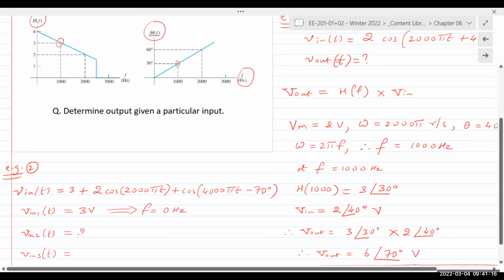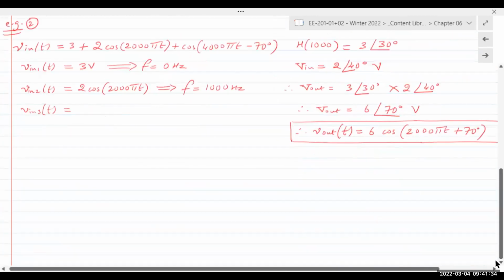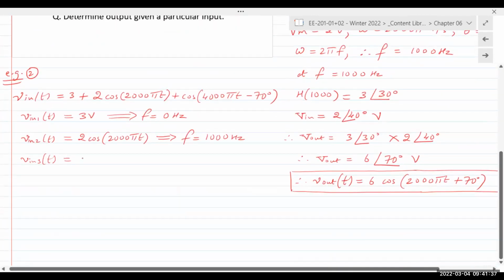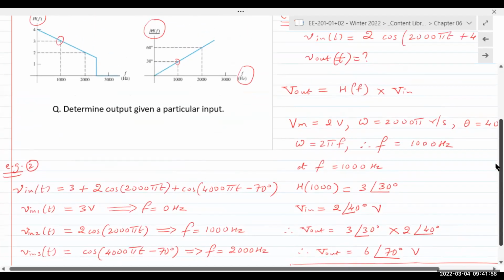Second, V in 2 of t is 2 cos of 2000 pi t. Frequency F is 2000 pi divided by 2 pi, and so F is 1000. And then the third one is cos of 4000 pi t minus 70 degrees. So F is 4000 pi divided by 2 pi, which gives me 2000 hertz. So 0, 1000, and 2000.